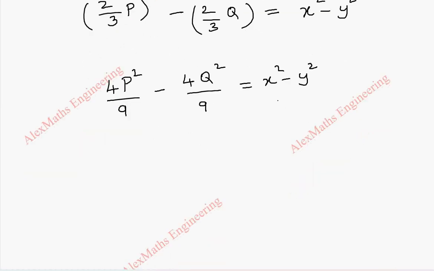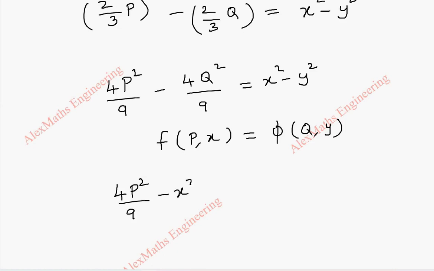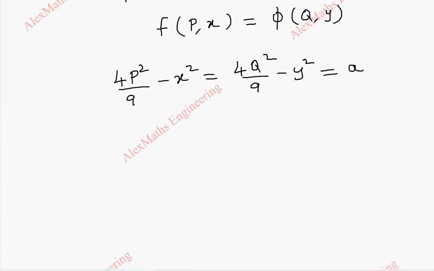So here it is possible to get the form of f of p comma x on one side and another function phi of q comma y on the other side. So we take 4p square by 9 minus x square equal to, we take this to the other side, so 4q square by 9 minus y square. Let us take this as the constant a. Now taking the first and last term, we are going to find what is p.